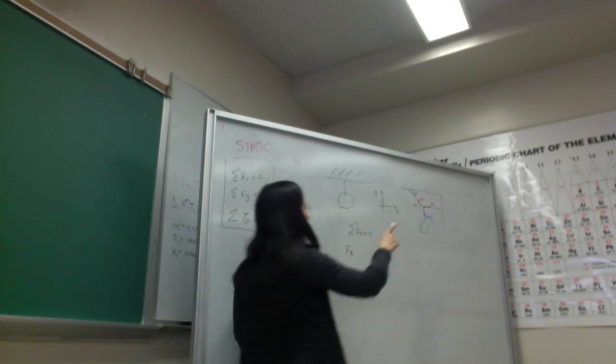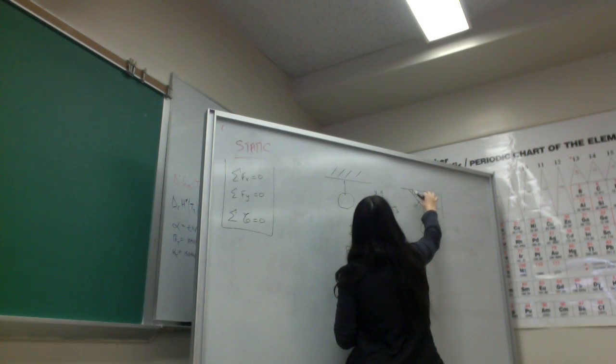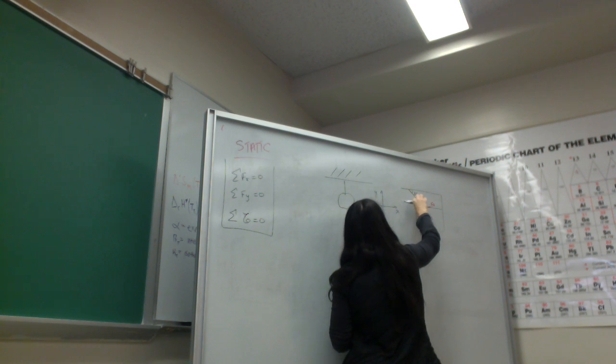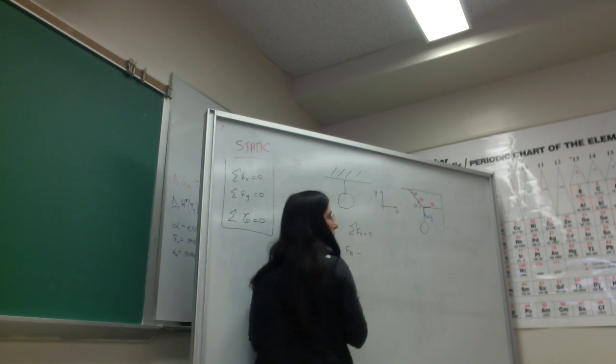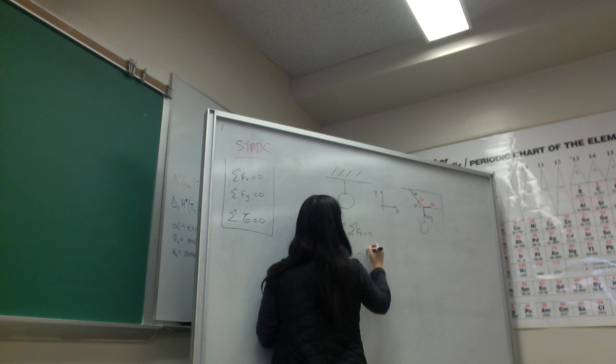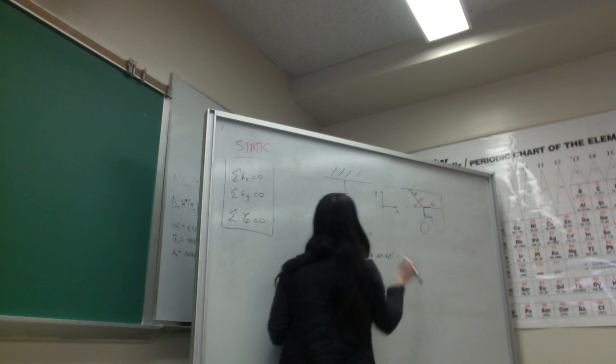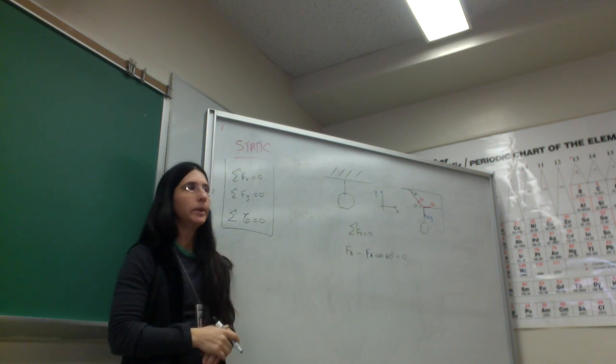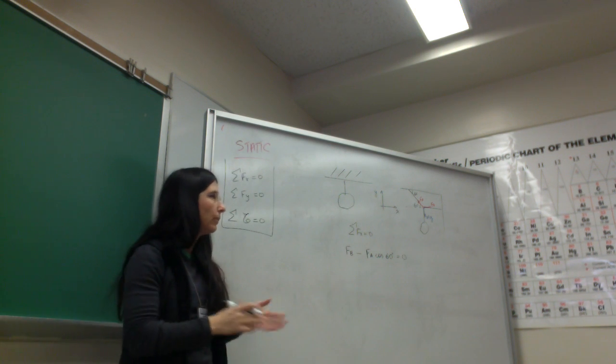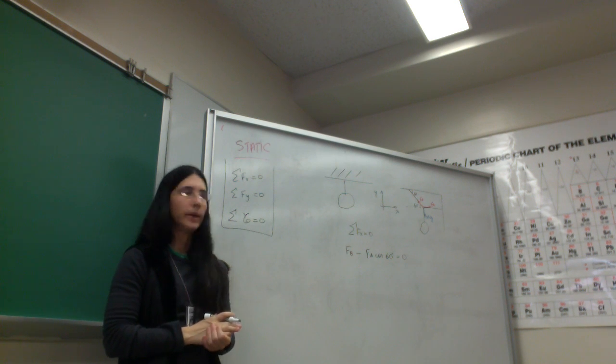FA cosine. Everybody sees that? FA here, this is 60, so cosine, and minus, correct? Because it's opposite all of them. But with this equation only, we cannot solve the problem. The two are unknowns, FA and FB.